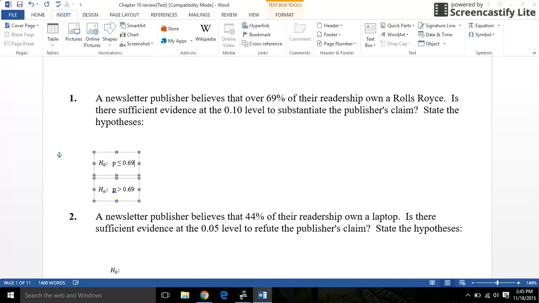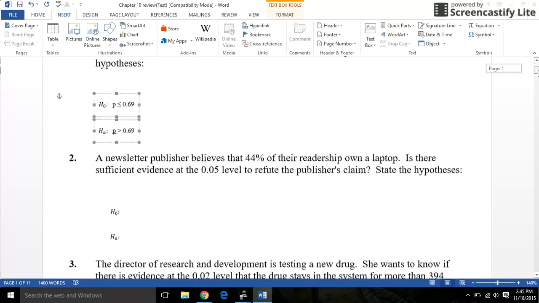0.69. So the steps again: I needed to do my null and my alternative. They are testing to see if the percentage is over 69, so that is my alternative hypothesis. My null is just the mathematical opposite of that, which is less than or equal to 0.69. All right, let's do another one.